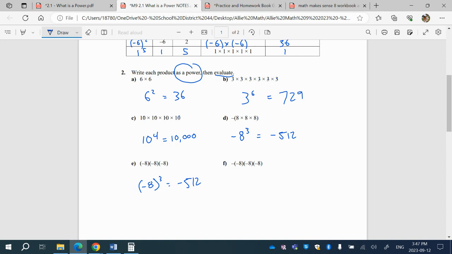This one, we do have the base of negative 8, but we also have that negative in front of it. It's being multiplied by itself 3 times, so it's going to look something like this. So we will end up with the negative 512, but this negative on the outside is going to cancel it out. So we're going to end up with 512.